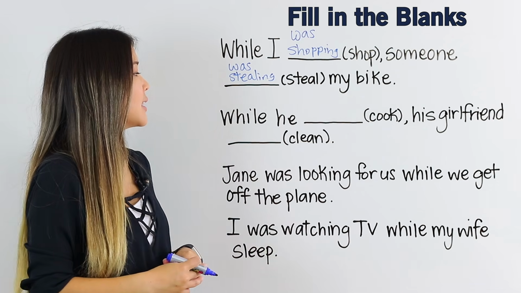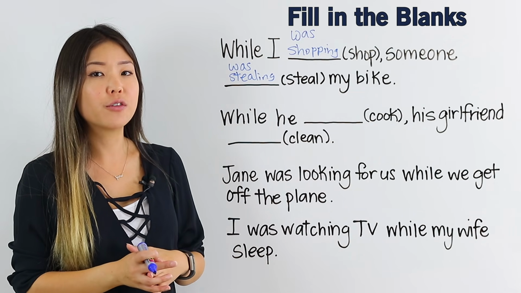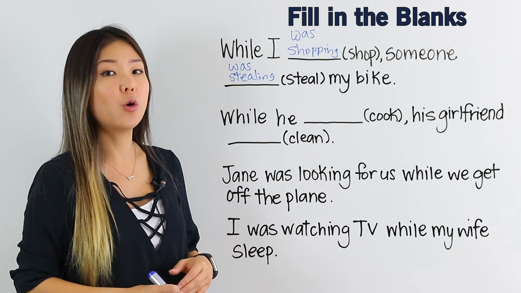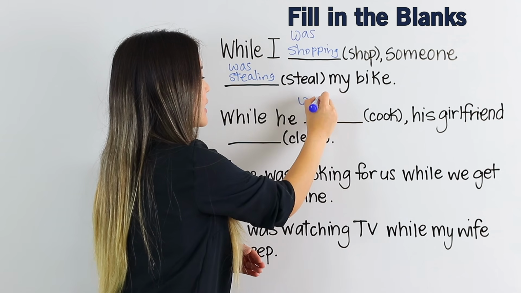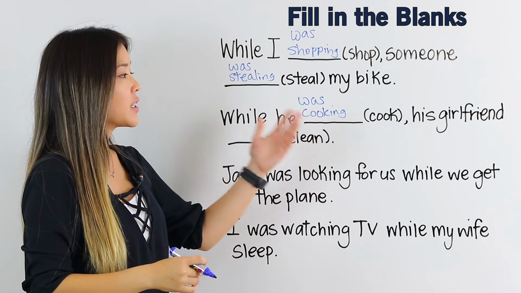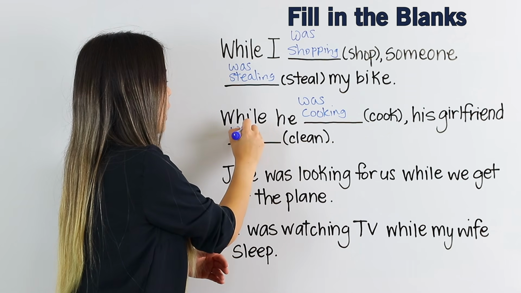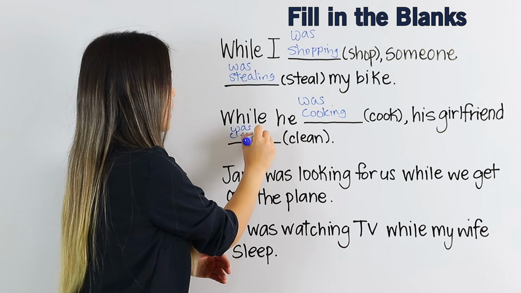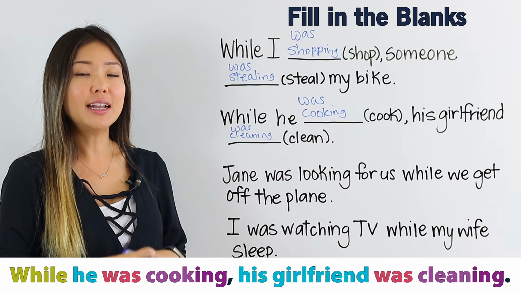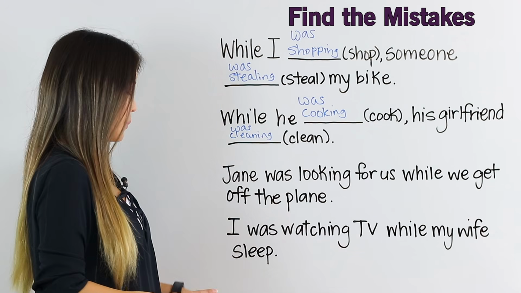The next sentence says, while he blink, I want you to use the verb cook. The subject is he, and so I need to use was cooking. While he was cooking, his girlfriend was cleaning. Did you get that? Let's move on. Try to find the mistake in the next sentence.